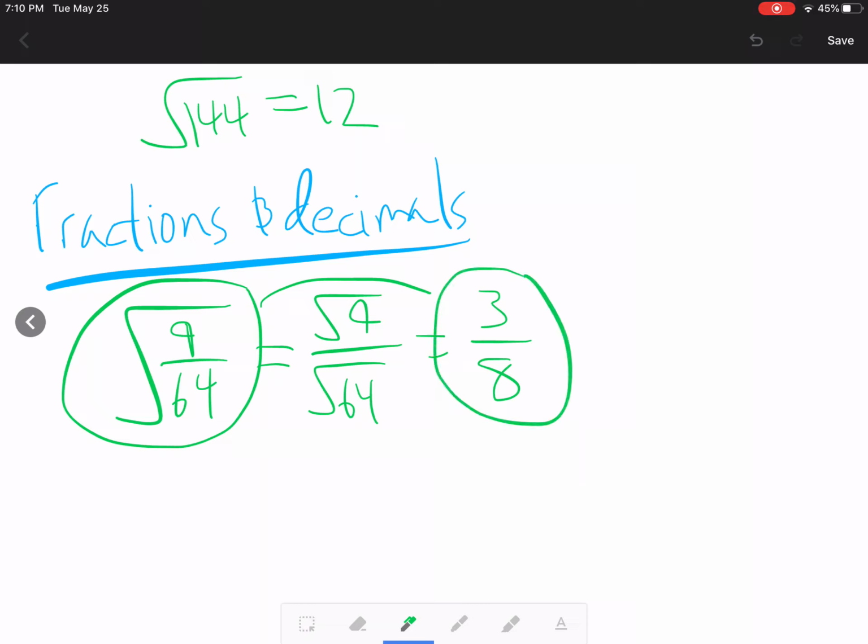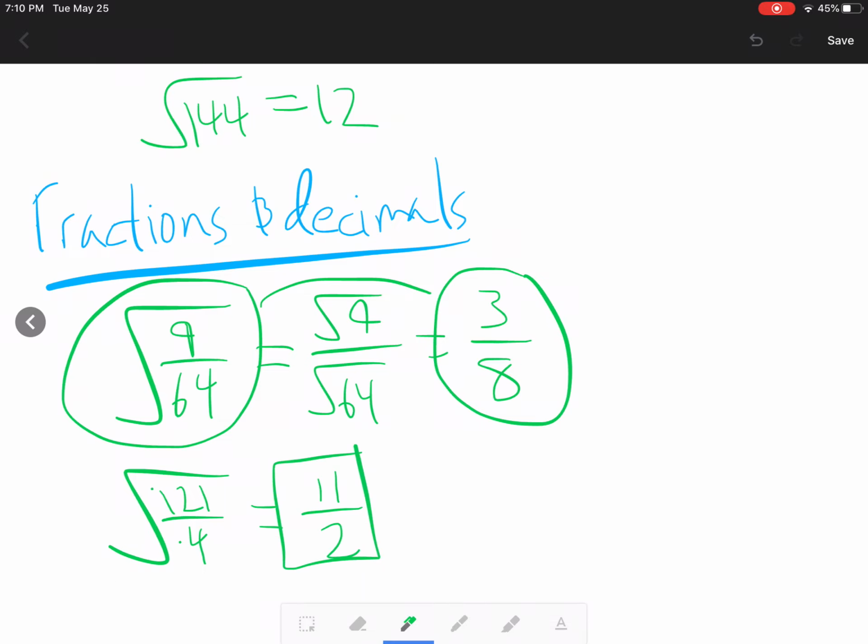All right, let's do another example. Let's say we have the square root of 121 over 4. We can look at just the numerator and denominator and realize that that's 11 squared, so it would be 11, and 2 squared, which is 2. We box it, we walk away.